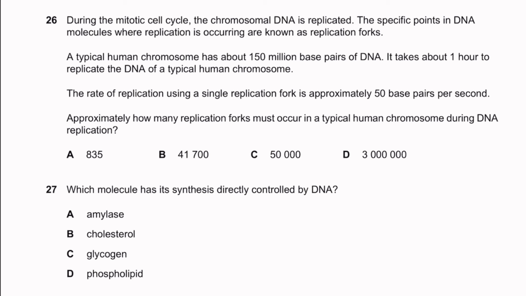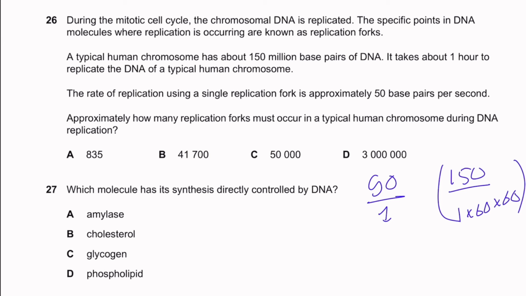Interesting. So one replication fork should have 50 base pairs per second, right? So we have 50 per 1 second. Now instead we have 150 million base pairs, and that's per 1 hour. Now let's convert 1 hour to 60 times 60, because in 1 hour we have 60 minutes, and in each minute we have 60 seconds.